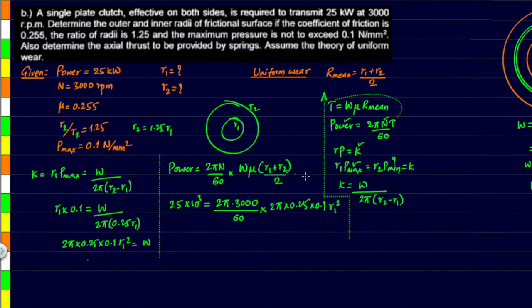Okay, so that is W. That should again be multiplied with mu, that is 0.255 into R1 plus R2. R2 should be substituted, so we get 2.25 times R1 over here, divided by 2. So when we multiply this entire thing, we will get r1 cube, and r1 cube will be equal to some constant. So let us find how much r1 cube will be.